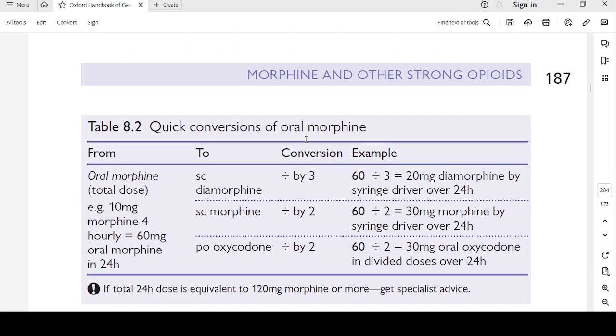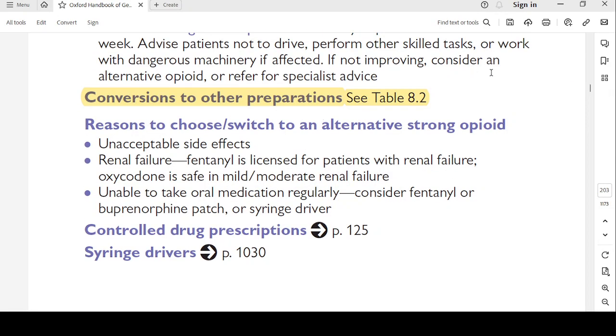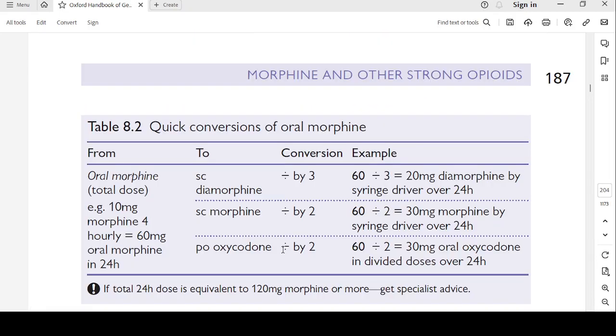Conversion to other preparations. There's a table. We will see the table for conversion of morphine. Reasons to choose or switch to an alternative strong opioid include unacceptable side effects to morphine. Renal failure: when there is renal failure, you cannot use morphine. Fentanyl is licensed for patients with renal failure. Oxycodone is safe in mild to moderate renal failure. So fentanyl and oxycodone have to be used in renal failure. Unable to take oral medication regularly: consider fentanyl or buprenorphine patch or a syringe driver. Controlled drug prescriptions, page 125; syringe drivers, page 1030.